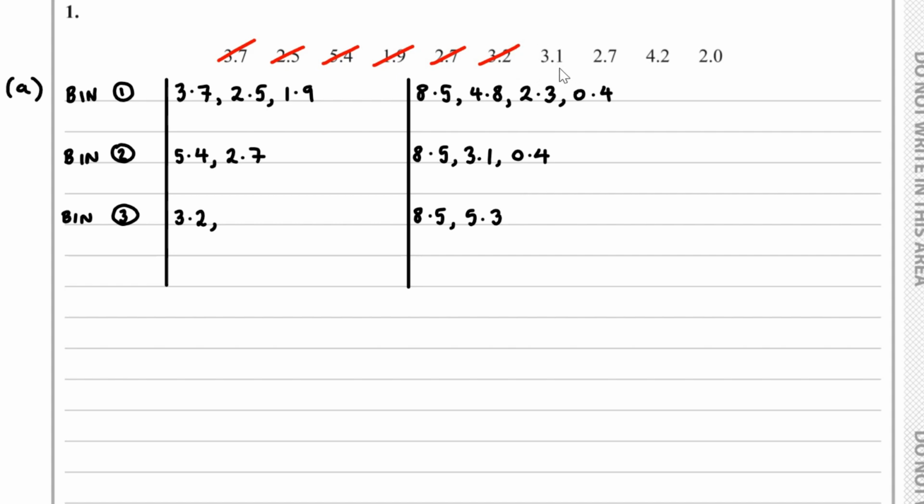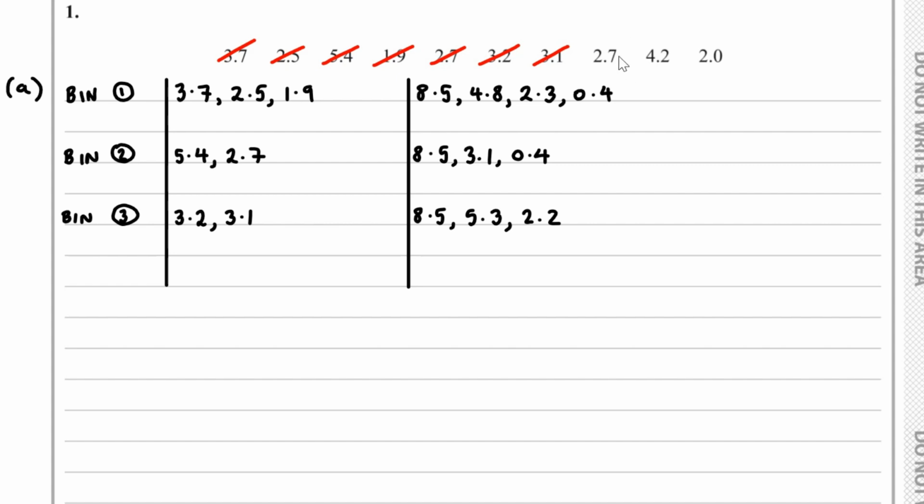Let's now take a look at the 3.1. Well, there's not enough space in bin number 1. There's not enough space in bin number 2. However, there is enough space in bin number 3. So we can put 3.1 into bin number 3. And therefore the space remaining, 5.3 take away 3.1, will be 2.2. So the space remaining in bin number 3 is 2.2. Let's mark this off.